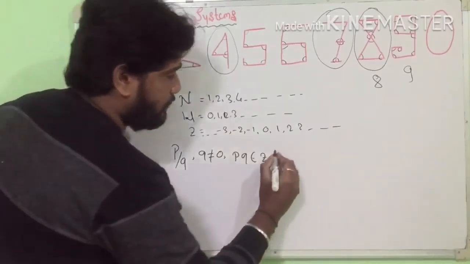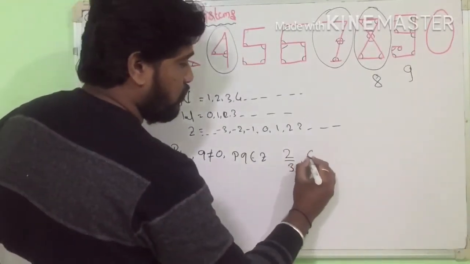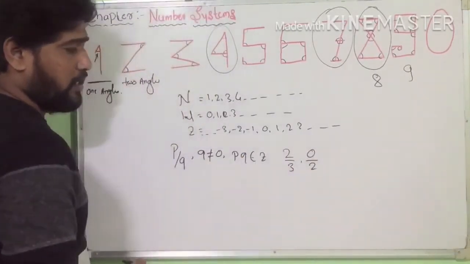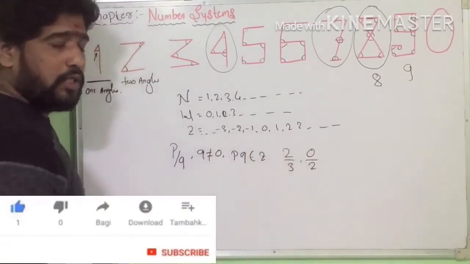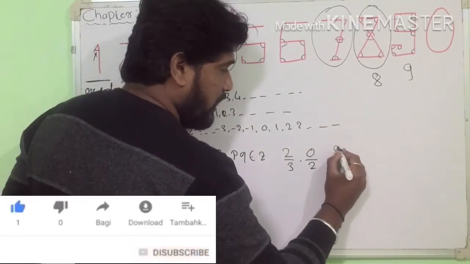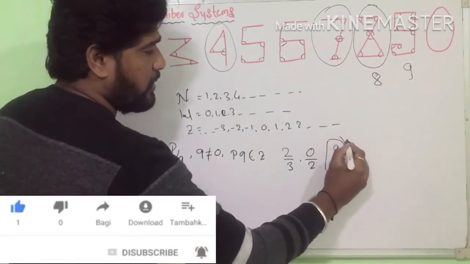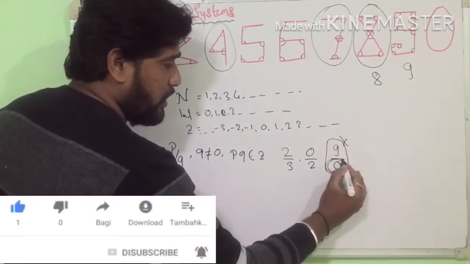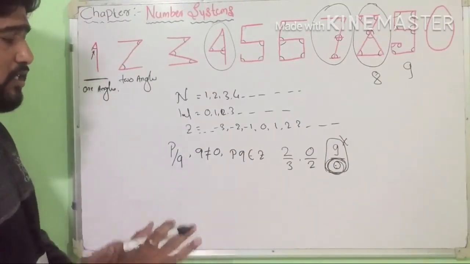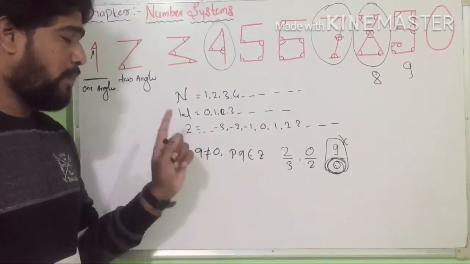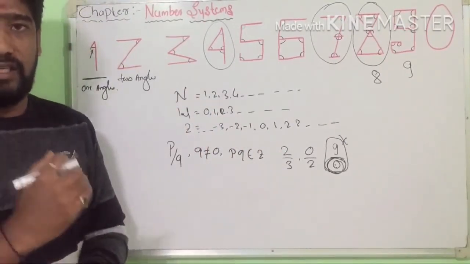So for example, 2 by 3, it is a rational number, right? 0 by 2 is also a rational number because it is in the form of p by q, and q is not equal to 0. So next one, 9 by 0, it is not a rational number because q is equal to 0 here. Is it clear? So what is a rational number? The number which is in the form of p by q, and q is not equal to 0, p, q are any integers. Is it clear?